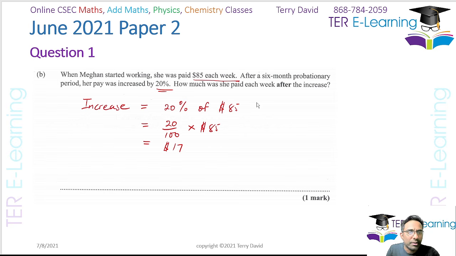So therefore, they want to know what is her pay after the increase. So her new pay is simply going to be the $85 plus the increase, which is $17. And what I'm going to get here is 85 plus 17. You're going to get $102. So that's an increase in pay to $102. So that's part B.